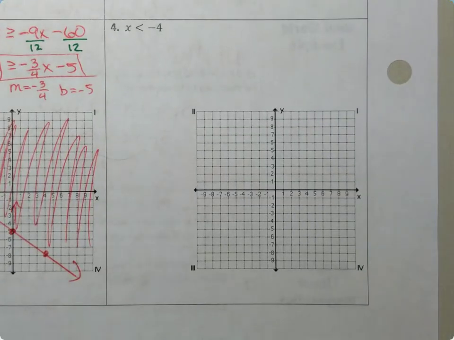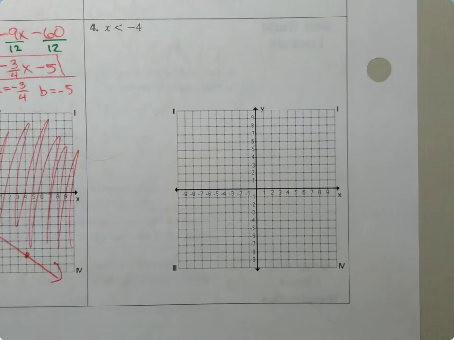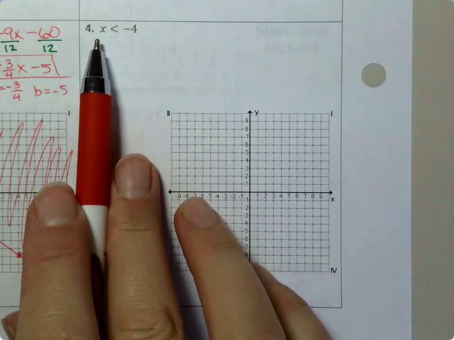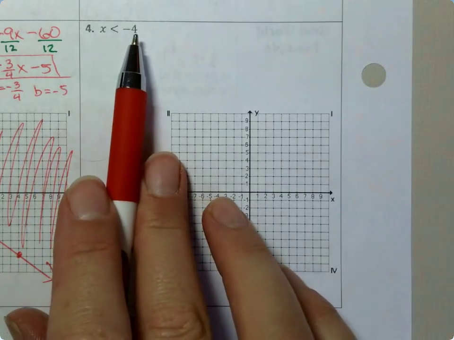I can't solve this one for y. There is no y there. What's that mean? Show me with your hands. What kind of line is it? It is a vertical line. It is going to cut through the x-axis at -4.